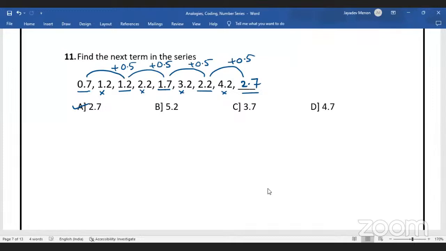So what will be the next term after 2.7? What will be the term? Yes, very good, Kavya. Alvin, it will be 5.2 because the next term will be part of the second series. In the second series, we have 1.2, then 2.2, then 3.2, then 4.2. So the term increases by 1. So the next term will be 5.2. Next question.